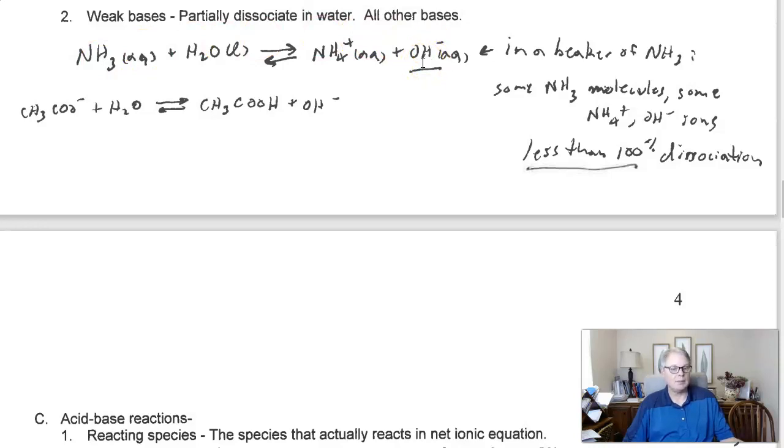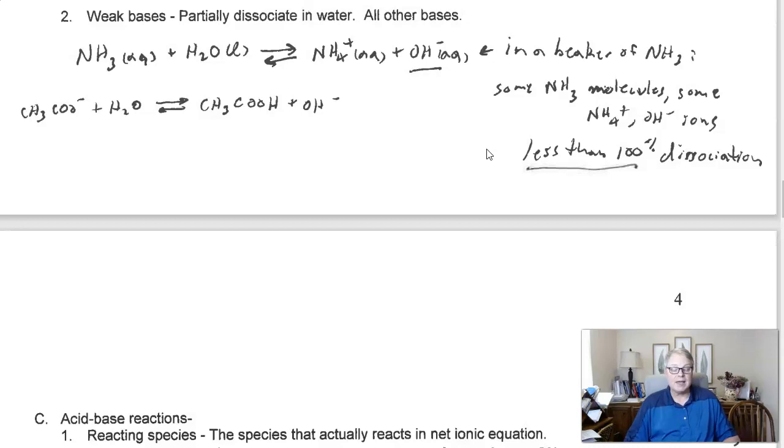What makes it a weak base? Well, if I were able to look inside a beaker of ammonia, I would see some NH4 plus and some OH minus, but I would also see some undissociated NH3 molecules, because the NH3 doesn't win the tug of war all the time. So I'd see some of this, some of this, and some of this, less than 100% dissociation. And that's what makes it a weak base.